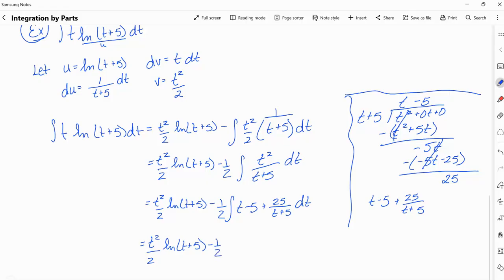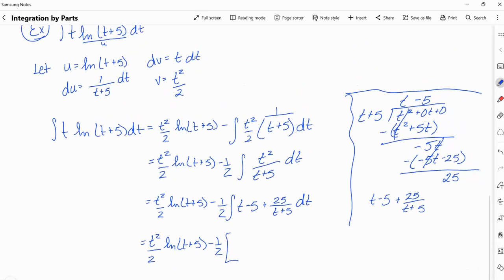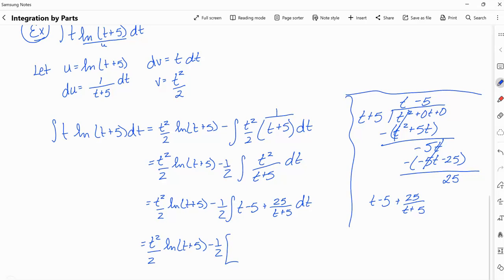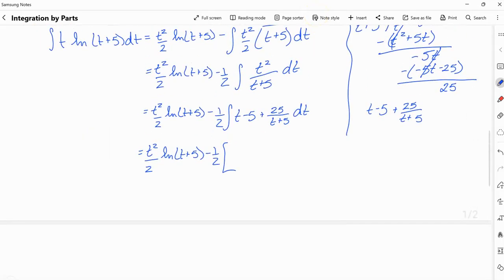So I have minus 1/2, and then we're going to integrate this. When I integrate, I'm going to get t squared over 2. When I integrate the negative 5, I'm going to get negative 5t. And this is going to be ln, so 25 ln absolute value t plus 5. And then we're going to have plus c on the end.